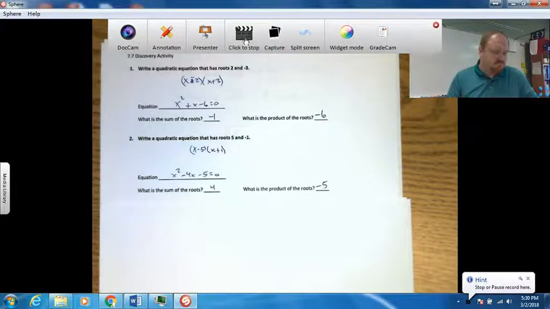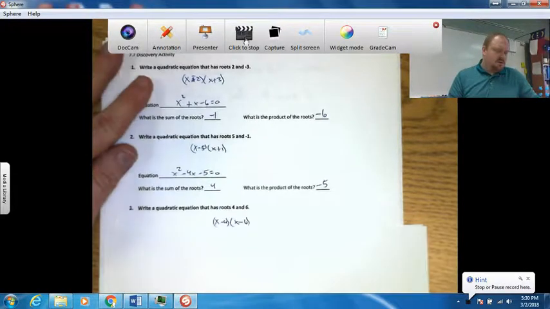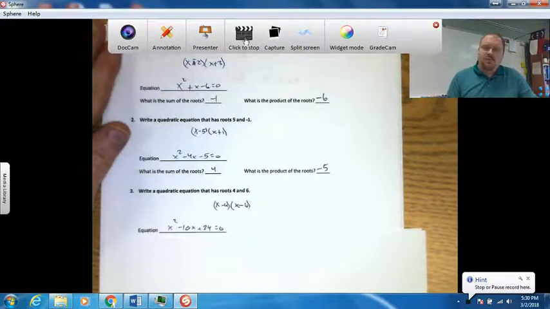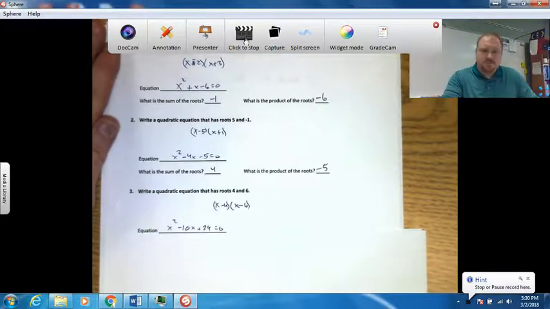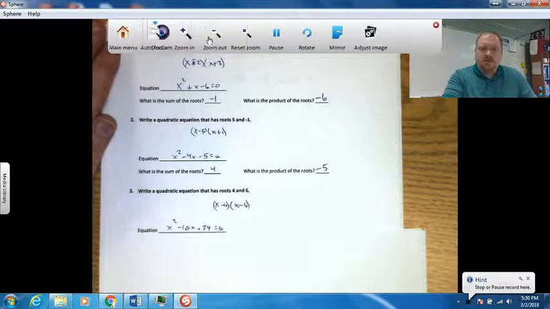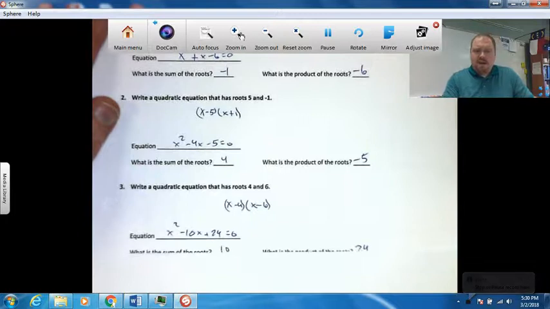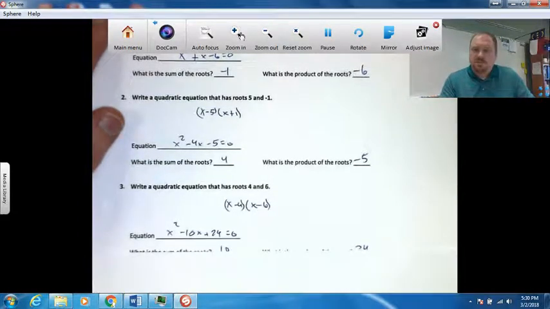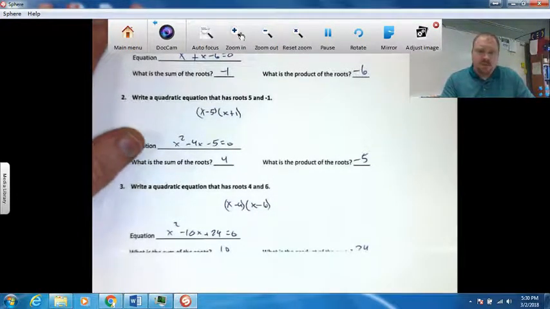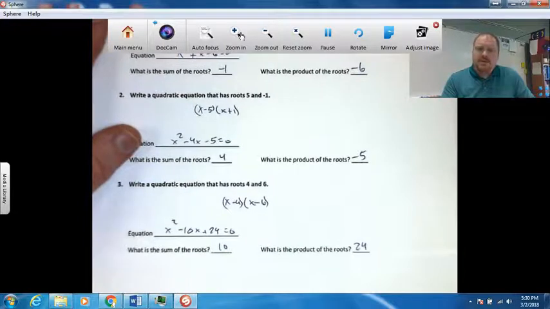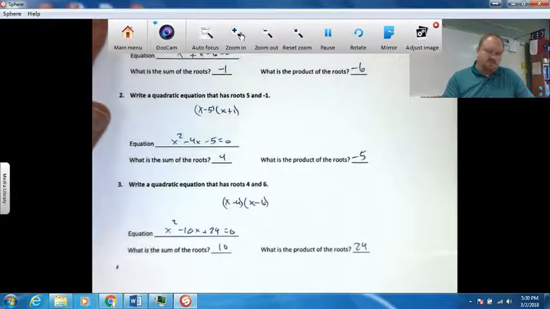Now when I got 4 and 6, I have x minus 4 and x minus 6. So when I look at these and I write it out, I get x squared minus 10x plus 24 equals 0. When I add the roots together, I get 10. And when I multiply them together, I get 24. So by this point, there's a pattern here. The question is, do you see it yet?